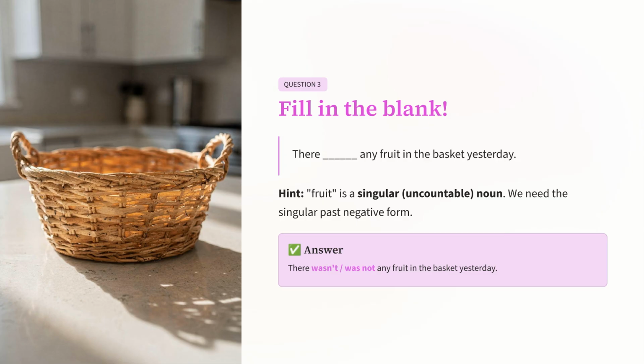Question 3. There blank any fruit in the basket yesterday? Fruit is singular and uncountable. We use the singular past negative form. The answer is, there wasn't any fruit in the basket yesterday.